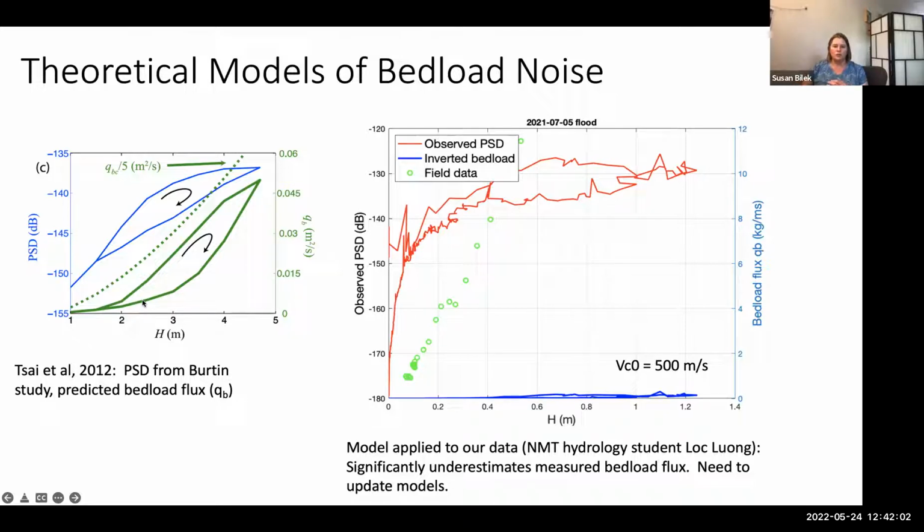If we apply this model to the seismic data that we've collected, the observed power spectral density is shown here in red for this flood. The green dots are the observed bedload flux that we measure in the samplers. But the model prediction of the bedload flux is very low. So we're under-predicting the bedload flux relative to the observed data. And this suggests that we may need to do some modifications to these models for our specific environment. This is work that's being done by one of our hydrology PhD students.